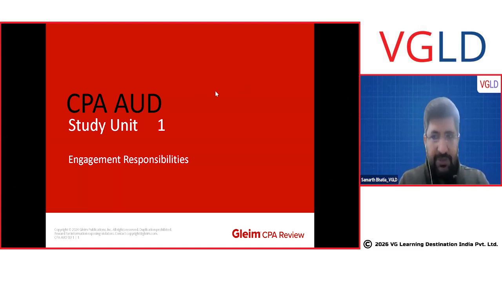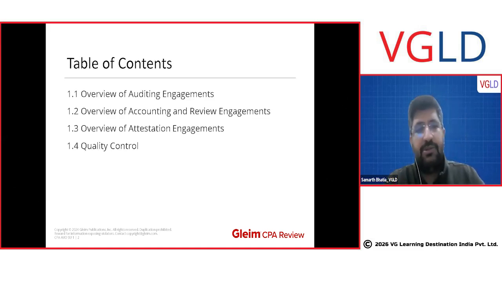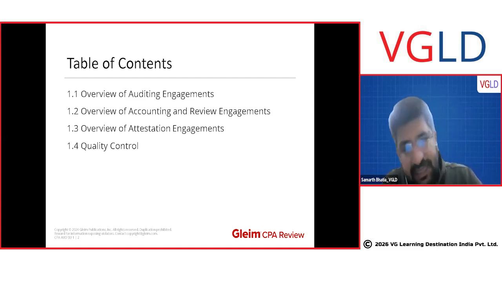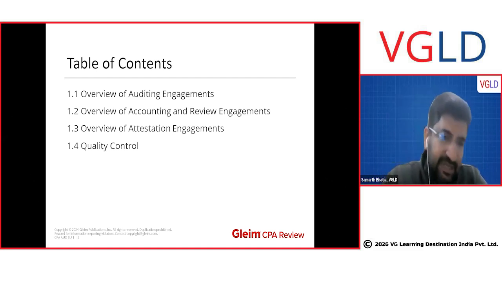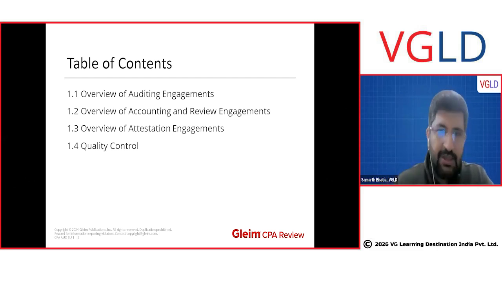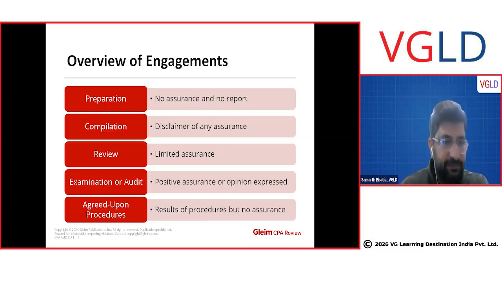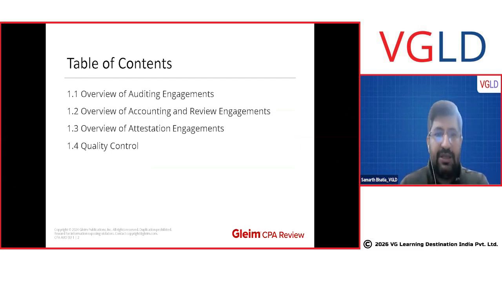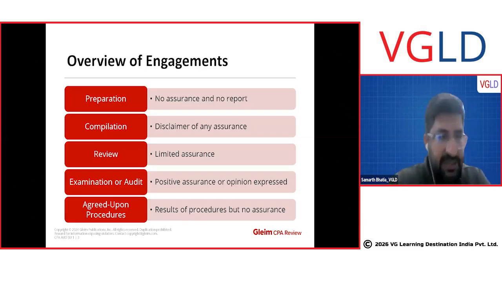So we are starting with the first unit, engagement responsibilities. In the first three units, we will be discussing what all engagements you can take as a CPA. The first is audit engagements, then accounting and review engagements, then attestation engagements, and the last one is related to quality control, which is about the firms. So first, I'm starting with the engagements. What is the overview of engagements?